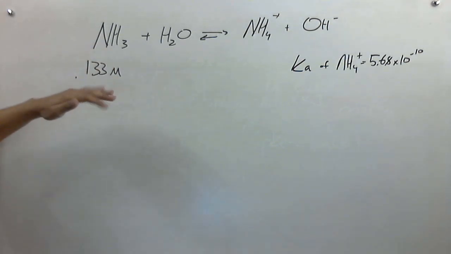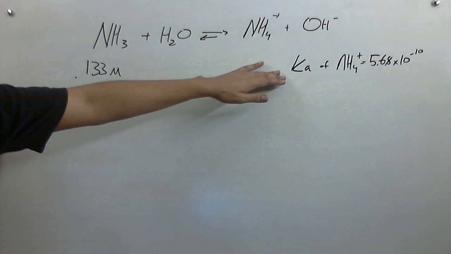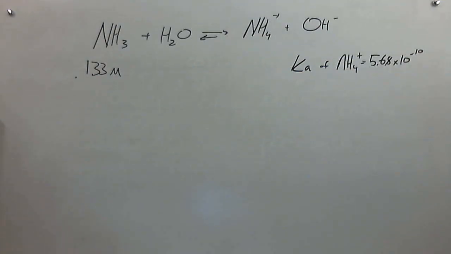So if I want to find out the pH based on my concentration of this, I can't have my base talk to a Ka. I need my base to talk to a Kb. So let's go ahead and solve for our Kb right away.